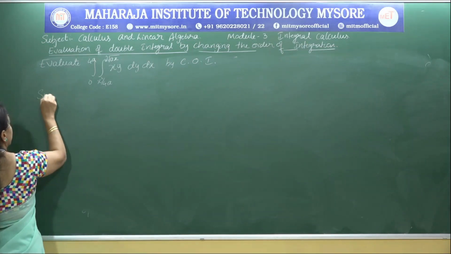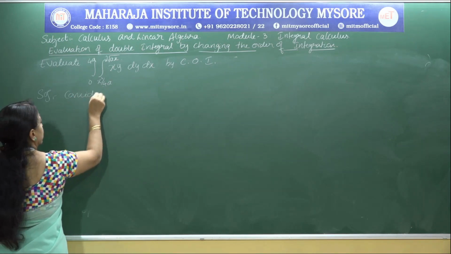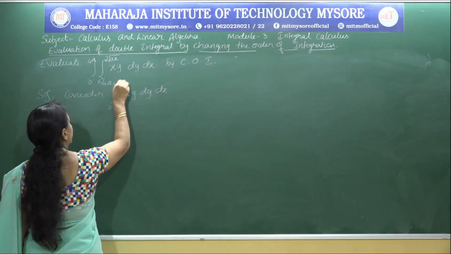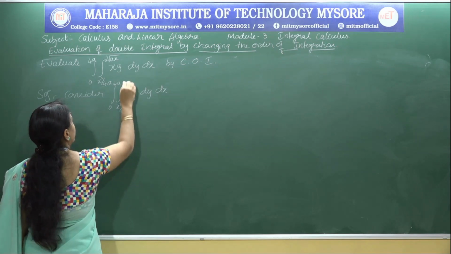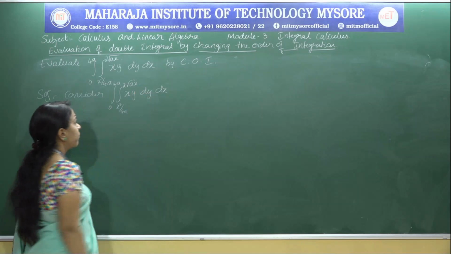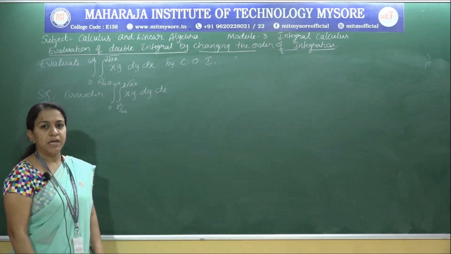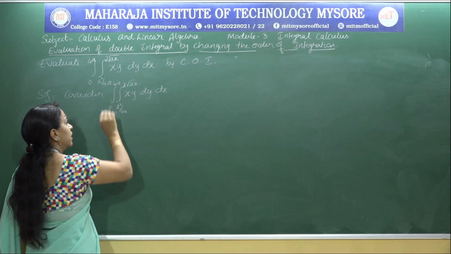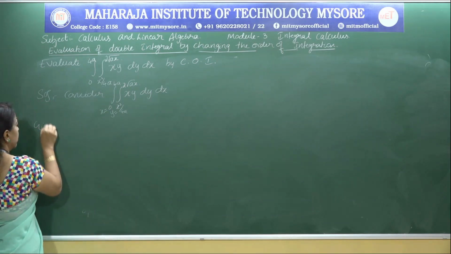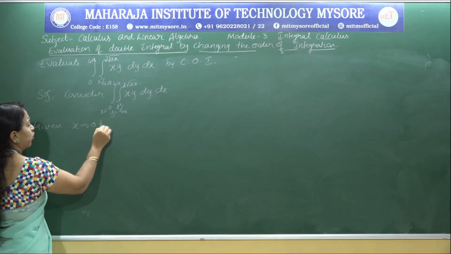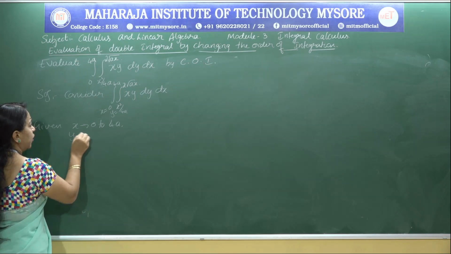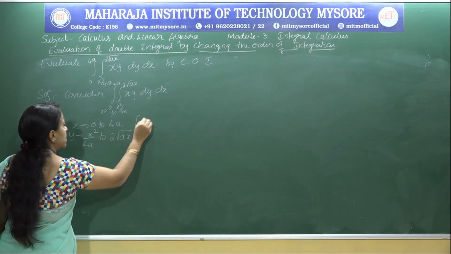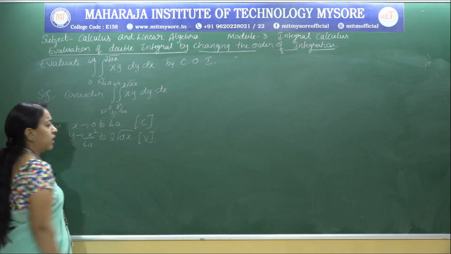Okay. So consider the given double integral of xy dy dx between the limit 0 to 4a and x square by 4a to 2 times of square root of ax. Since x is in the outer limit, we know that it should be the limit of y, and the other one will be the x limit. So given x varies from 0 to 4a and y varies from x square by 4a to 2 times of root of ax. So x is a constant limit now and y is a variable limit.